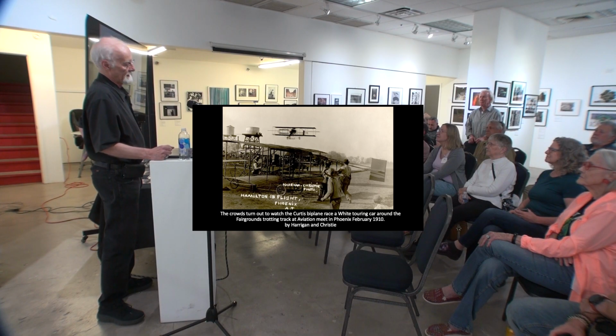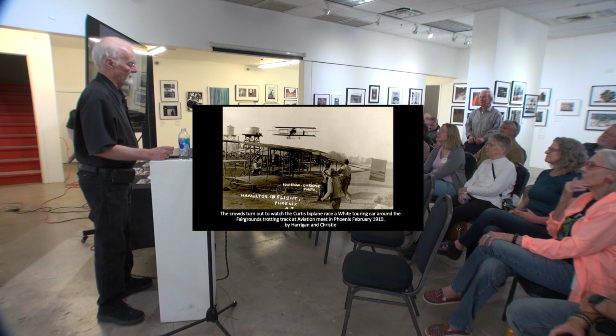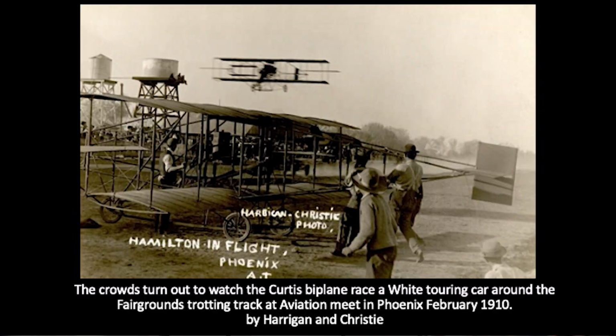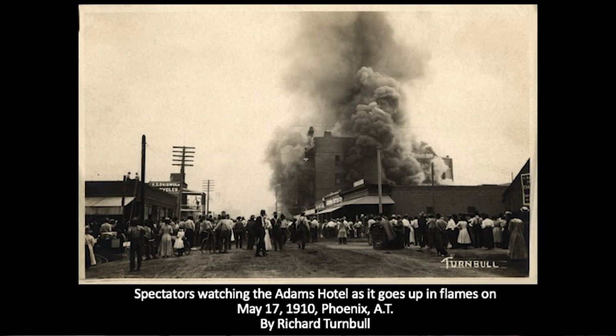This one's a major event in Phoenix, February 1910, the Phoenix Aviation Meet. It's a Curtiss biplane racing the white touring car, which is the fastest car they had in Phoenix at the time. And this was done by Harrigan and Christie, who was a small studio that did work for the newspapers and others as they were around. This one was done by Richard Turnbull, Hispanic photographer.